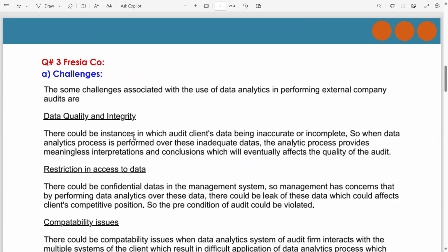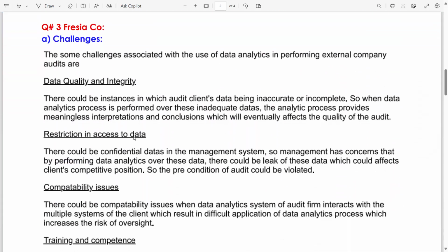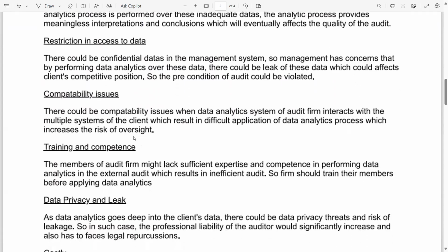Challenges. Some challenges associated with the use of data analytics in performing external company audits are: the first one is data quality and integrity. There could be instances in which an audit client's data is inaccurate or incomplete. So when the data analytic process is performed over this incomplete data, the analytical process provides meaningless interpretations and conclusions, which will eventually affect the quality of the audit, which we have just covered in the general discussion.